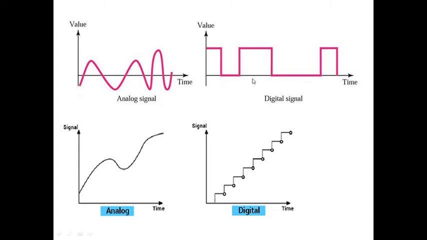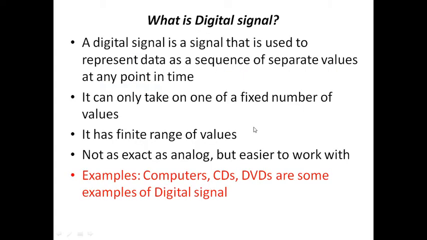So these are digital signals. Digital signals are basically signals which represent the data as a sequence of separate values at any point in time, and it has fixed number of values.